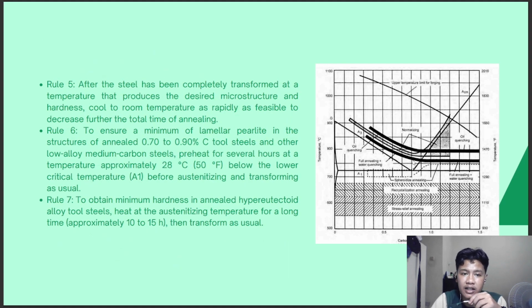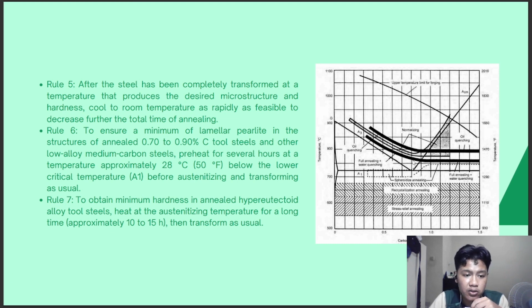Rule 5: after the steel has been completely transformed at a temperature that produces the desired microstructure and hardness, cool to room temperature as rapidly as feasible to decrease further the total time of annealing. Rule 6: to ensure a minimum of lamellar pearlite in the structure of annealed 0.70 to 0.90% carbon tool steels and other low alloy medium carbon steels, preheat for several hours at a temperature approximately 28 degrees Celsius below the lower critical temperature, or A1, before austenitizing and transforming as usual.